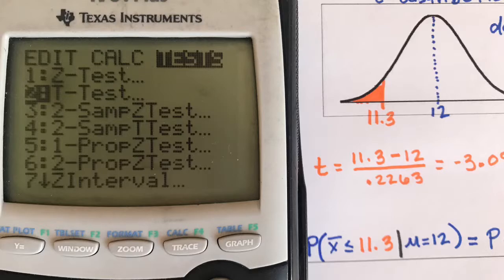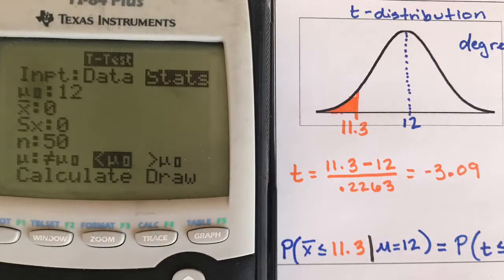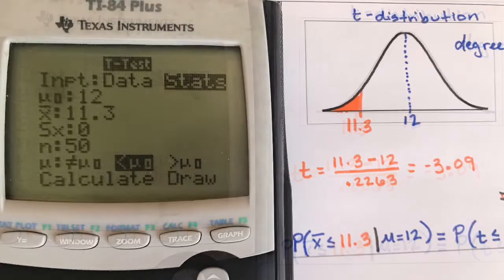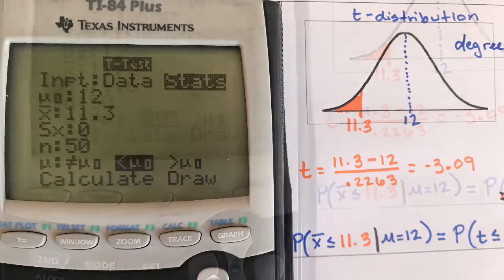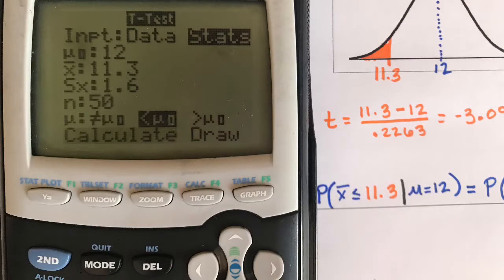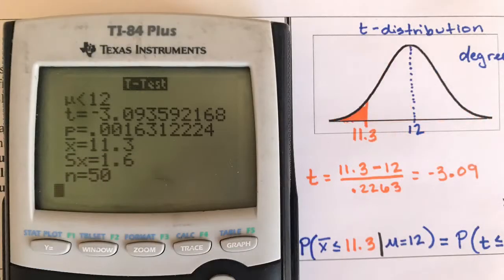So another way I could have done this in the calculator is by doing a t-test. In my t-test, I'm going to enter my information. My null hypothesis was 12. My sample had an average of 11.3. My standard deviation was 1.6. My sample size was 50. My alternate hypothesis had a less than sign. So I put that into the calculator and I get the same information.